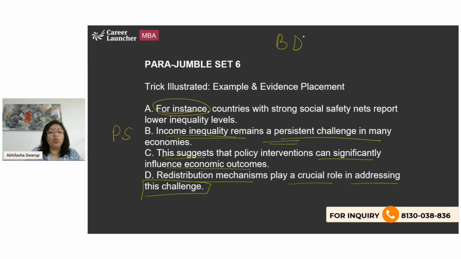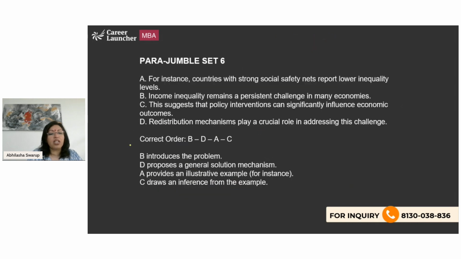And then you come to, for instance, it says countries with strong social safety nets have lower inequality levels, and then you come to the final suggestion that this suggests that policy interventions can significantly influence economic outcomes. So B, D, A, C should be your correct answer. B, introducing the problem. D, proposing a general solution. A, giving you an example. And then C, drawing an inference.